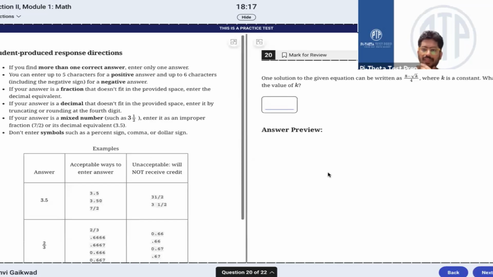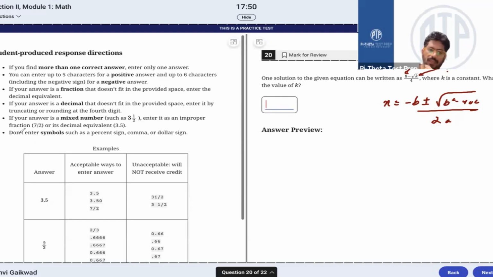2x squared minus 8x minus 7 is equal to 0. One solution to the given equation can be written as 8 minus root k upon 4, where k is a constant. What is the value of k? Now, when you see something like this, you always remember this is your quadratic formula, that is minus b plus minus root of b squared minus 4ac upon 2a. Minus 8 will become 8 here, and it is given. So they are asking you the value of k here.